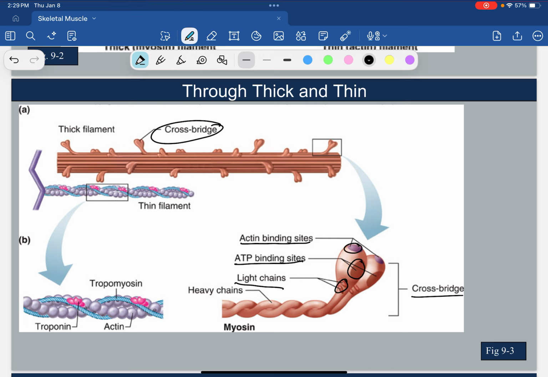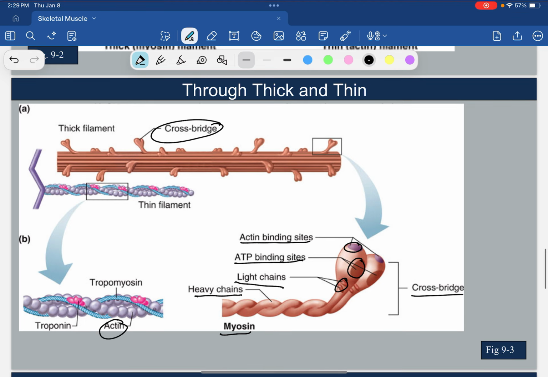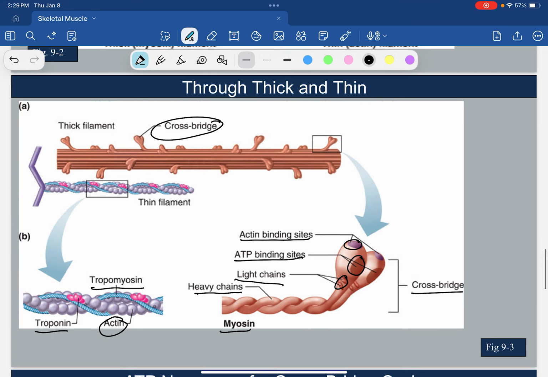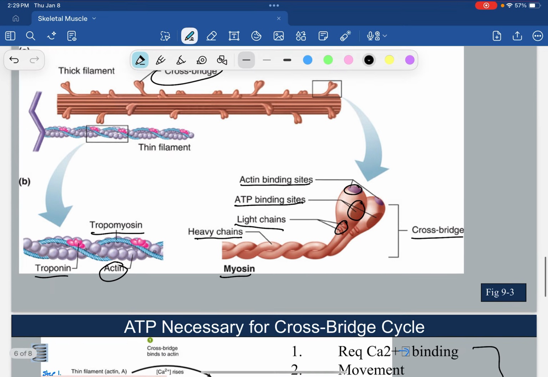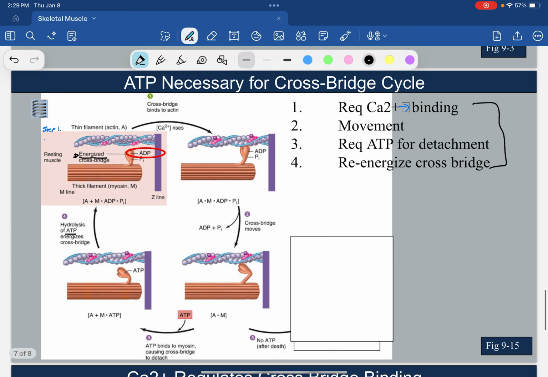And this is on our myosin, because remember over here we have our actin, which is our thin filament that has our tropomyosin and troponin blocking those binding sites. So this is our big slide here. So we have our steps over here, but I'm going to walk through each one.